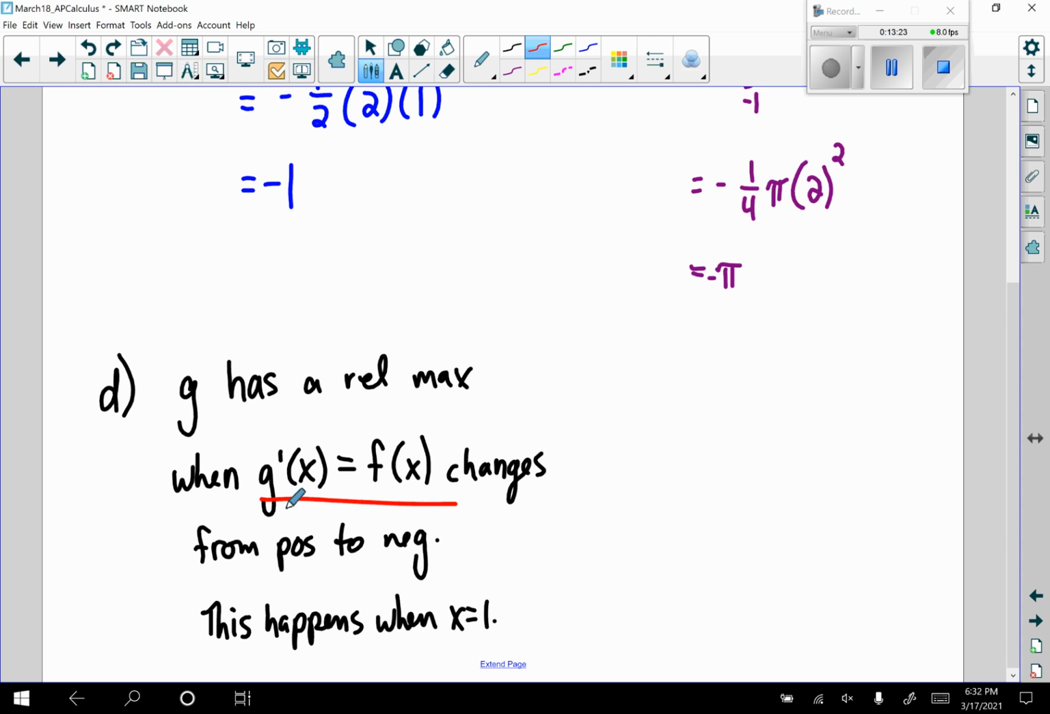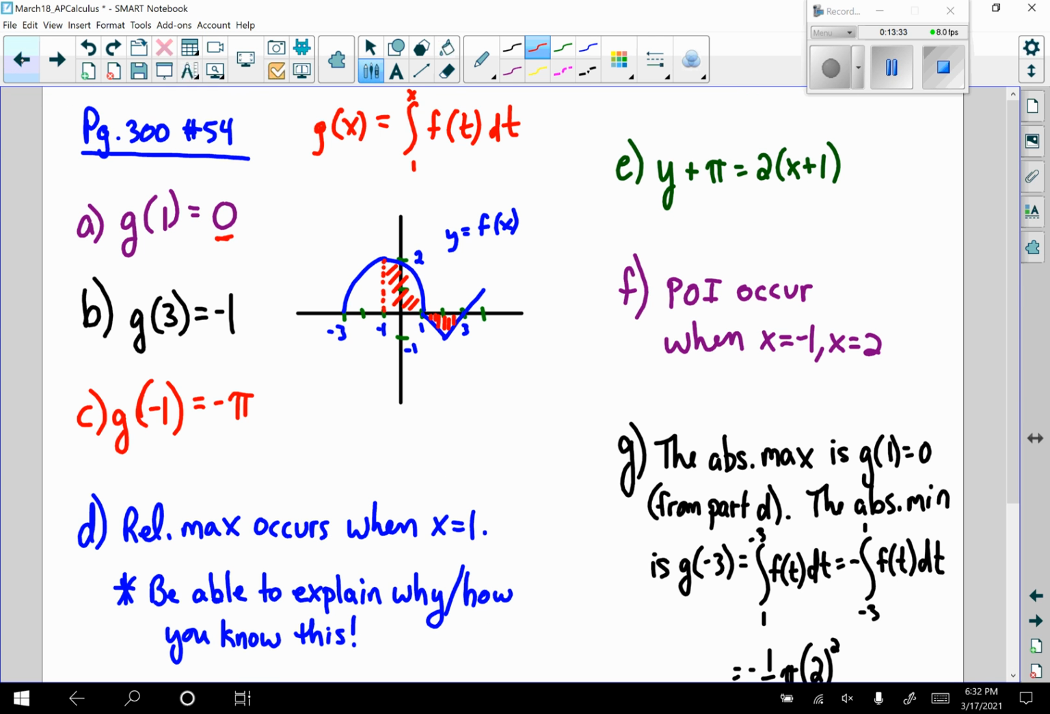This is crucial. We want to connect those two. G has a relative max when g prime of x is equal to f of x, and that changes from positive to negative. So this happens when x is 1. So here f of x is positive. It turns to negative here.